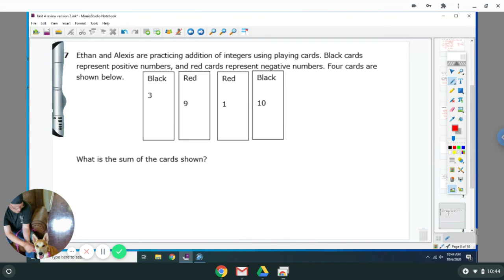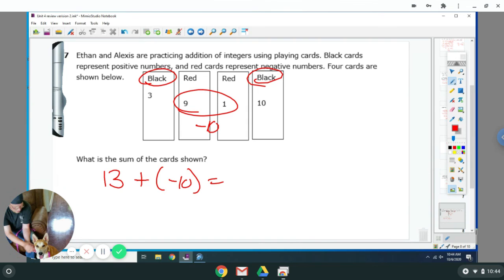All right, 7. Ethan and Alexis are practicing addition of integers using playing cards. Black cards represent positive, red cards represent negative. 4 cards are shown below. So what we're going to do is add up the blacks. So 3 plus 10 is 13. So that means we have a positive 13. And then the reds are negatives, and 9 plus 1 is 10. So that's -10. So now we're just going to find the sum of them by adding 13 plus -10, which is a positive 3.